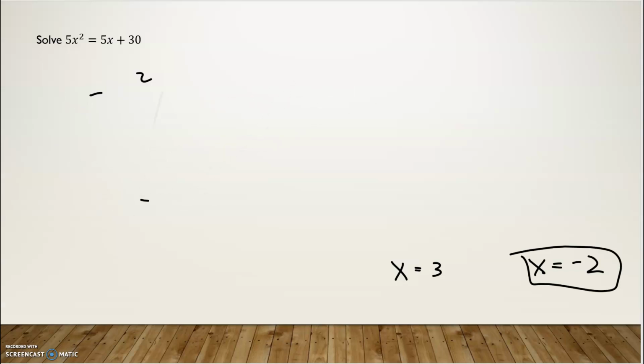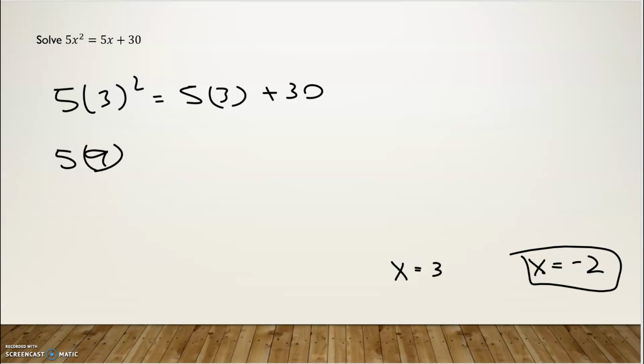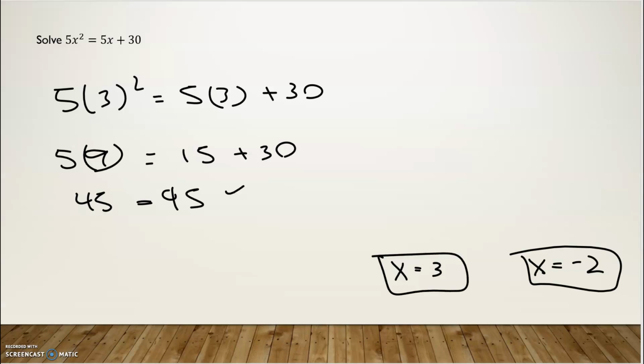And then let's go back and check x equals positive 3. 5 times 3 squared is equal to 5 times 3 plus 30. 5 times 9 is equal to 15 plus 30. 5 times 9 is 45. 15 plus 30 is also 45. Okay, so x equals 3 is another one of our answers.